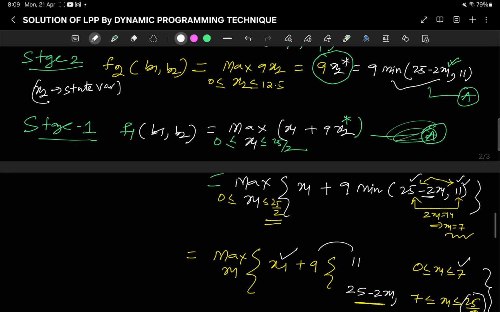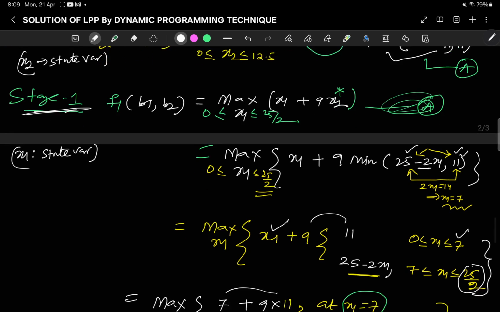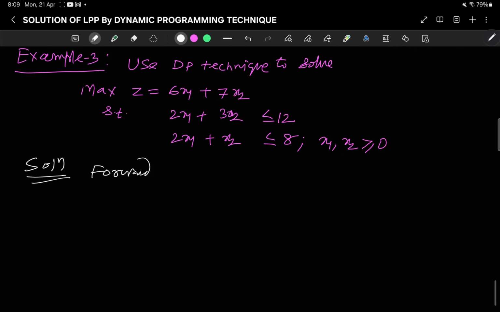So in backward computation we should write from the last stage, we did it. So in stage 1 here we have x1 as the state variable, okay. Now here we have forward computation we are using. So range of x1 is equal to, and range of x2 is equal to.